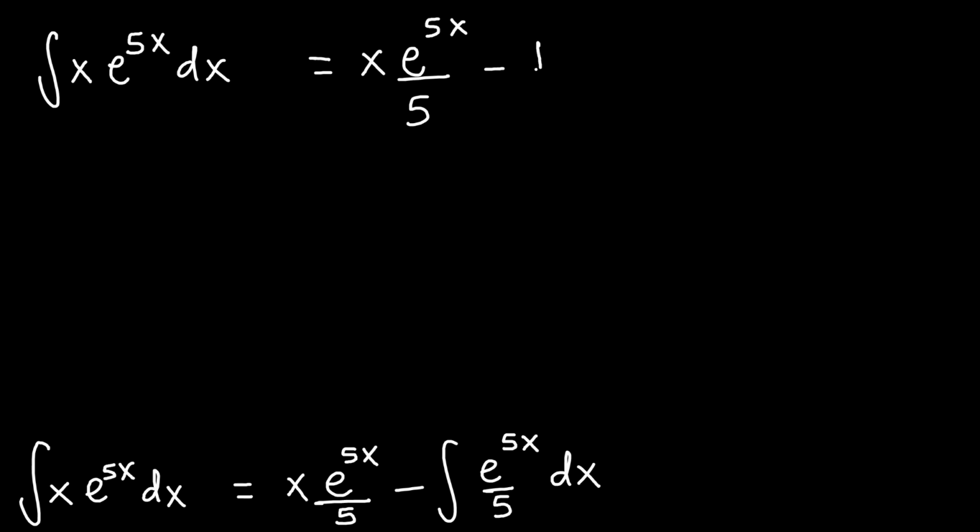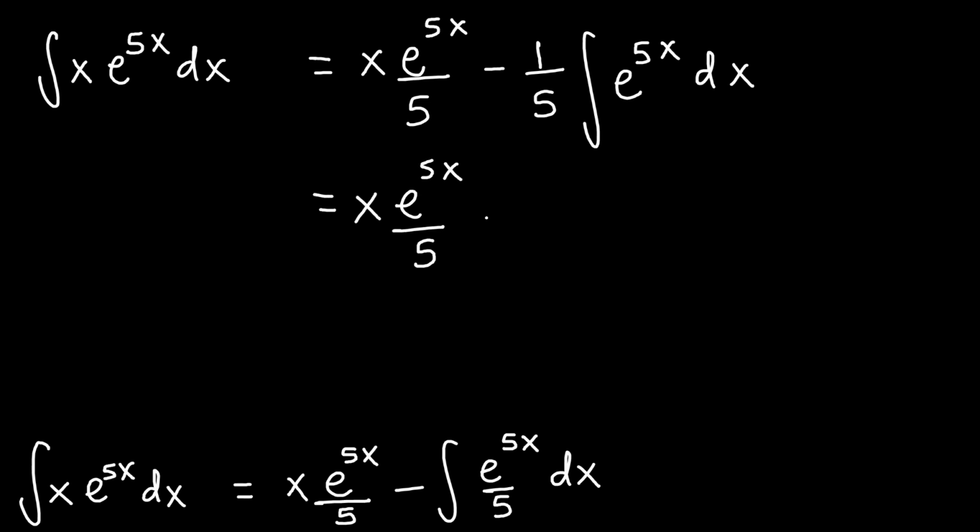And this will be equal to x times e to the power of 5x divided by 5 minus, now if we take out 1 divided by 5, we shall remain with the integral of e to the power of 5x dx. And so we shall have x times e to the power of 5x divided by 5 minus 1 divided by 5. Now if you integrate e to the power of 5x, you get e to the power of 5x divided by 5 plus c.